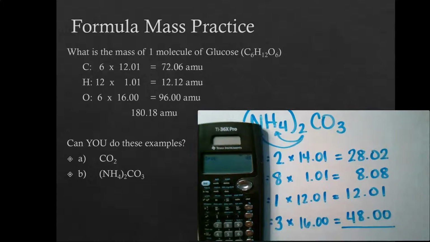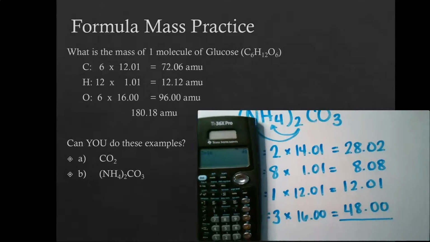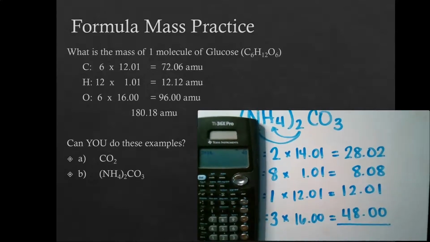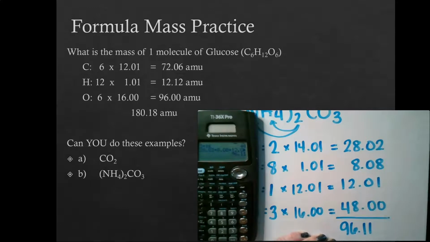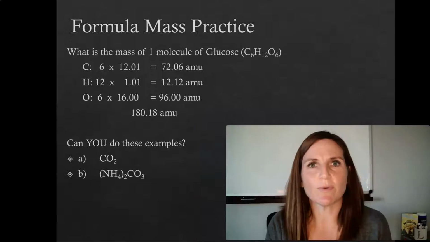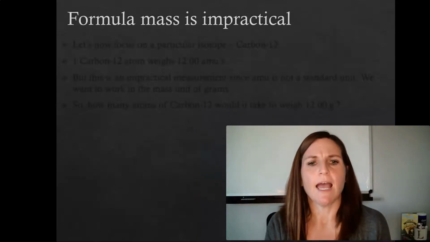Now the calculator comes in handy. We can add these all up together. 28.02 plus 8.08 plus 12.01 plus 48 gives me 96.11. And do you remember the units? If we're doing formula mass, our units are always AMU. Very nice. Box your answer. Always box your answer. Guys, so we got through our formula mass.